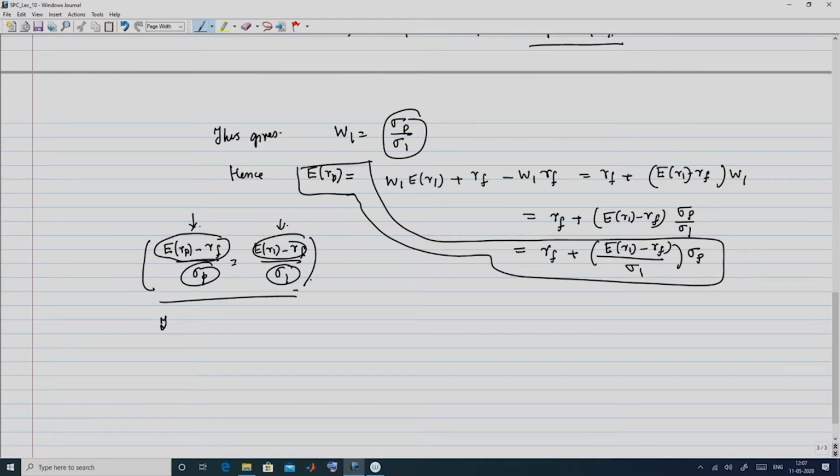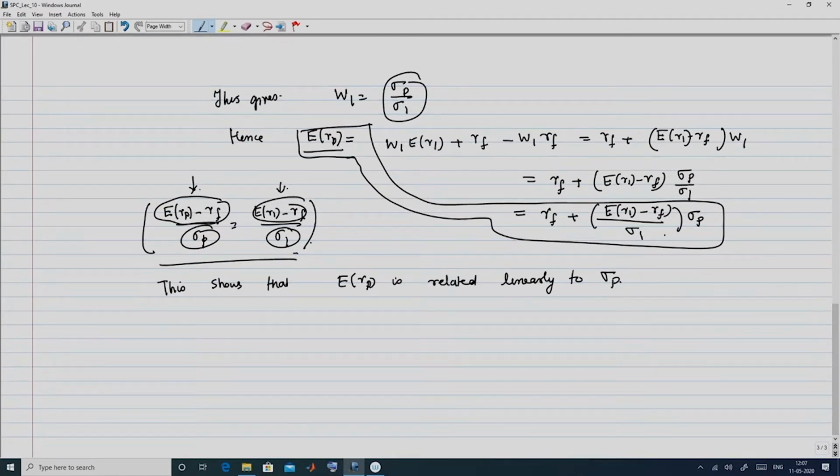So, the immediate fallout of this is that E Rp is related linearly to sigma p. You see here that E of Rp is a linear function of sigma p, with E R1 minus Rf over sigma 1 being the slope and Rf being the intercept. Now, a couple of observations for the extreme cases. If your W1 is equal to 0, then from here we get sigma p equal to 0, and when sigma p is equal to 0, consequently E of Rp is going to simply be equal to Rf.